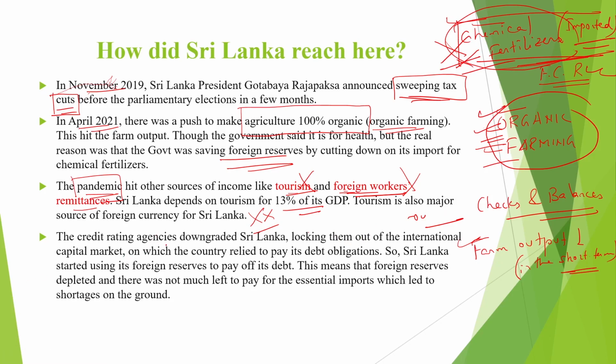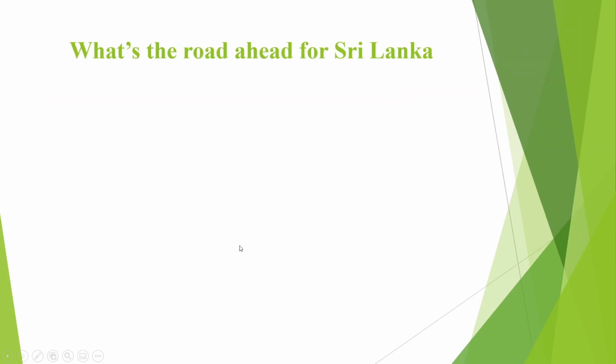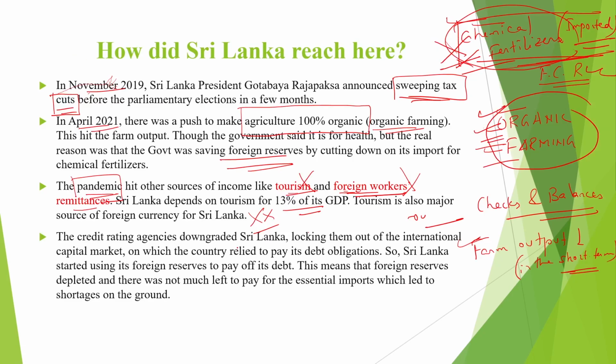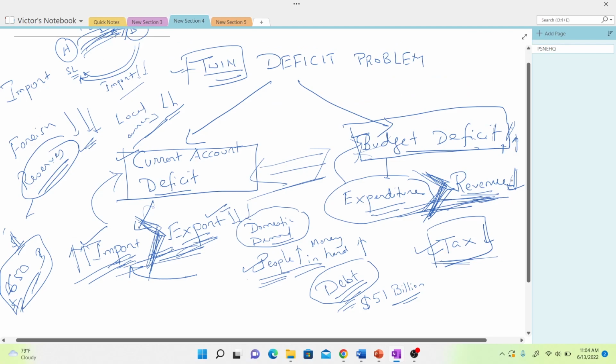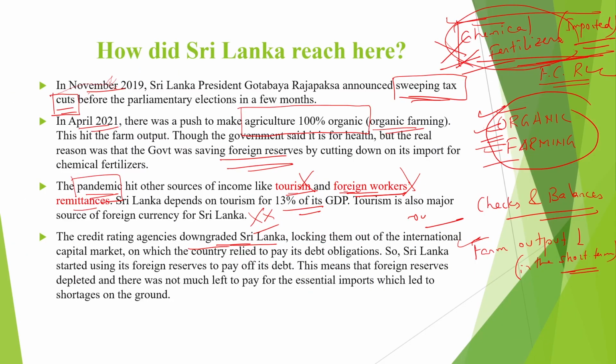So credit rating agencies downgraded Sri Lanka. Credit rating agencies started downgrading Sri Lanka. Why did they do that? Because you see, Sri Lanka had a huge amount of debt, as I already explained, around $51 billion, and they are simply unable to pay back that debt. Why? Because their revenues are down substantially. Now, when foreign investors invest in your country, they want their money back, they want the returns back, right? But Sri Lanka has been defaulting on that. As a result of this, they have started to downgrade Sri Lanka.